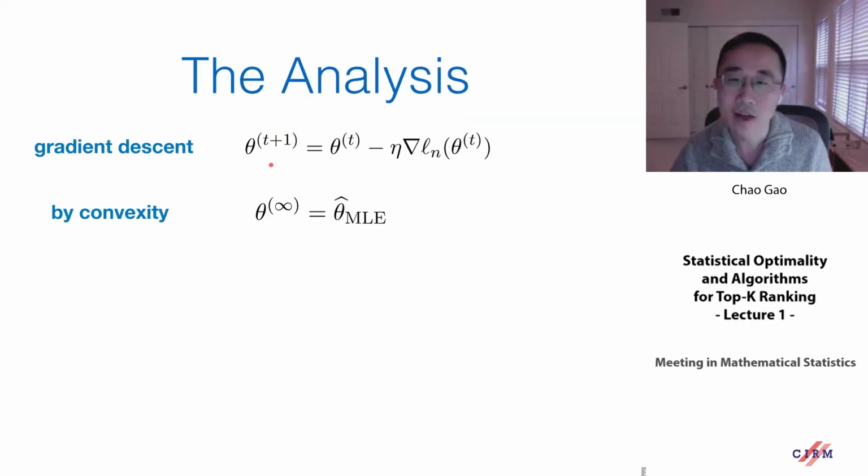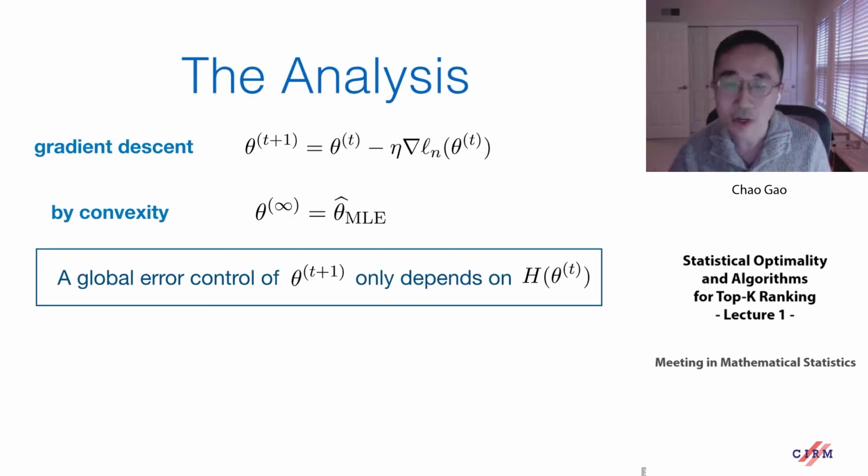The idea is if we can control the global error of the gradient descent step at each iteration, then by the convexity of the objective function, the gradient descent sequence will converge to the global optimizer, which is the maximum likelihood estimator. If we can control that at each step, eventually we can control the maximum likelihood estimator. So the good news is that to control the global error of theta t plus 1, the gradient descent step at t plus 1 step, it only depends on the Hessian at the previous step.